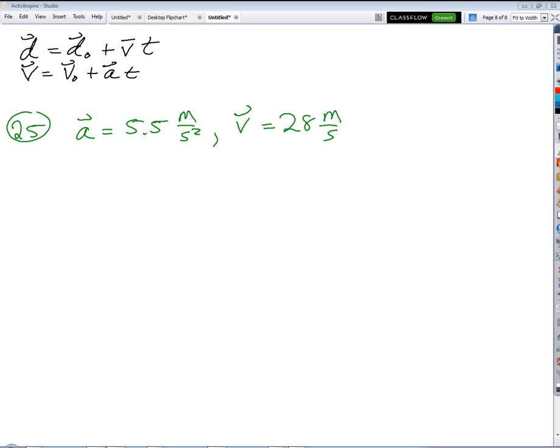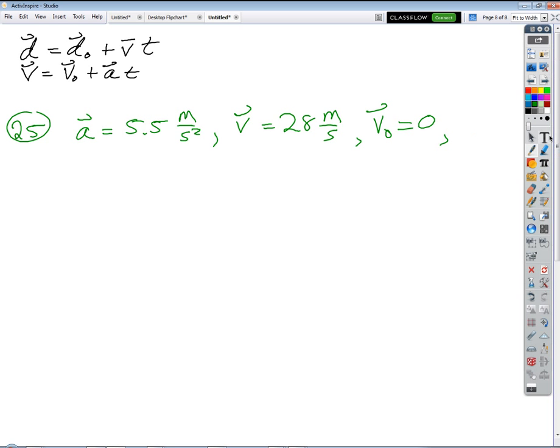Okay, so what else do we know? Ezra, what's the other thing we know? We know initial velocity. Is what? Zero. How do we know that? It comes from rest. Okay, good. So V0 is 0, and what is it on this one that, Brady, we're trying to find? We're supposed to find time. Good. Okay.